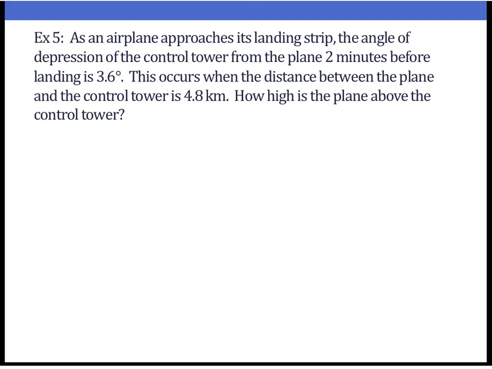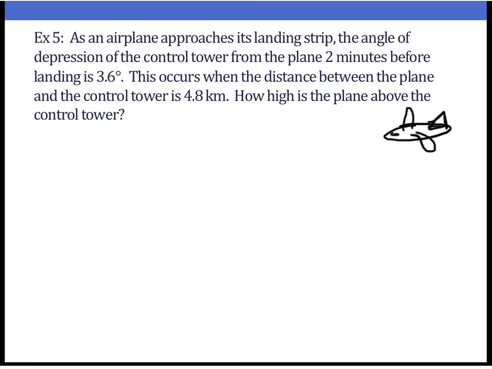So as an airplane approaches a landing strip, the angle of depression of the control tower from the plane 2 minutes before landing is 3.6 degrees. The 2 minutes doesn't really affect the problem. That does give us perspective. So I'm going to put a little airplane right here. It looks more like a fish. Yeah, kind of a shark, but we'll call it an airplane.